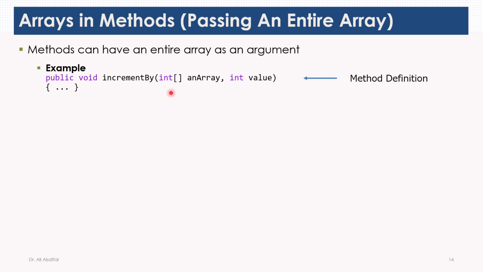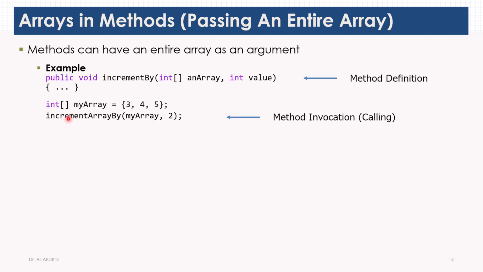Now, how to call this method? Imagine you have an array of integer that is initialized with the constants 3, 4, and 5. And now how to pass this array as an actual parameter to the method? Simply you write just the name of the array. So you don't need to specify brackets. You don't need to specify the length of the array. All that you have to do is just simply supply the name of the array.